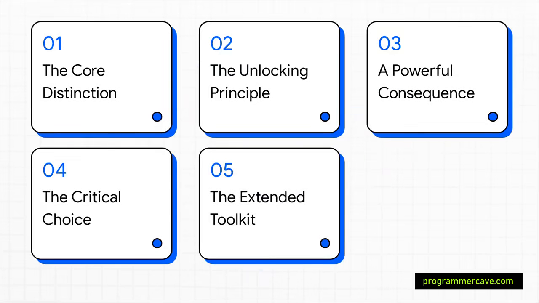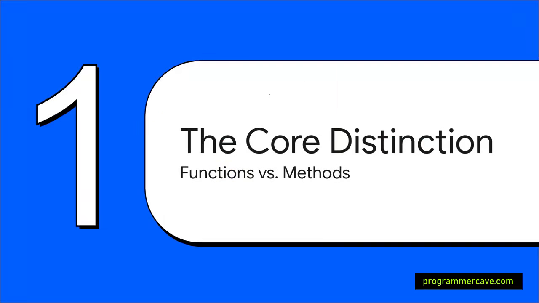So here's our game plan. We'll start with the core distinction, then move to an unlocking principle, a powerful consequence of that, a really critical choice you have to make, and finally we'll look at the extended toolkit. Let's jump right in. All right, section 1, the core distinction.